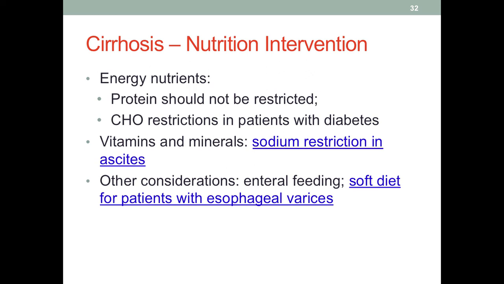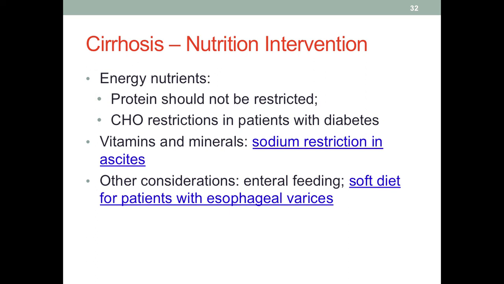For energy and nutrient needs, we should not restrict protein. However, we do need to pay attention to the type of protein because people with cirrhosis are at high risk to develop hepatic encephalopathy. Although they're malnourished, the liver also has limited capacity, so we want to give an adequate amount of high-quality protein. We don't want to be providing too much aromatic amino acids because this would lead to increased ammonia level in the system and encephalopathy. We shouldn't restrict the amount of protein, but we want to pay attention to the type of protein we provide.